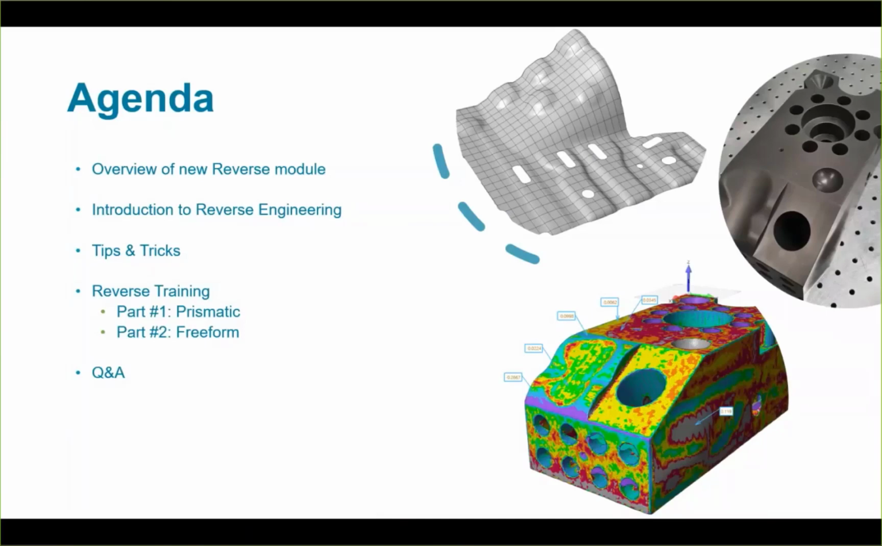And then I'm going to go through 2 demos. We've got one more prismatic demo, including some simple freeform parts. And then we have a completely freeform sheet metal part. And at the end, I'll do a Q&A. I'll try and answer all your questions.